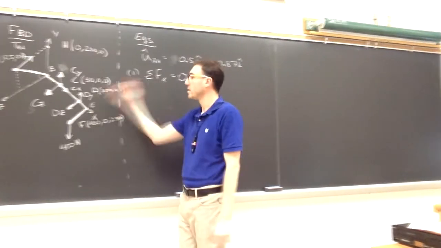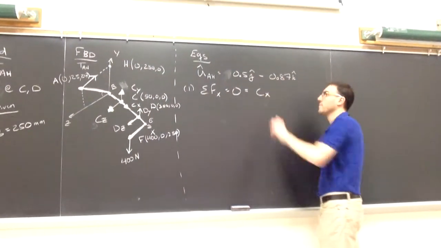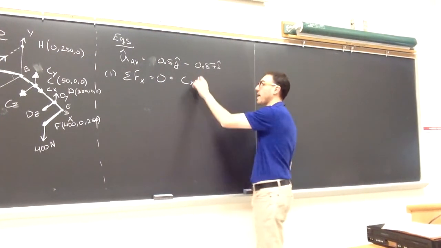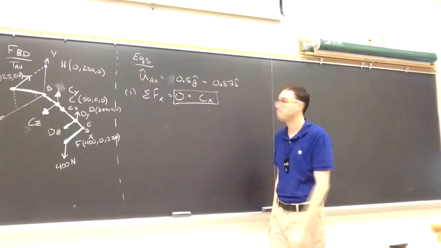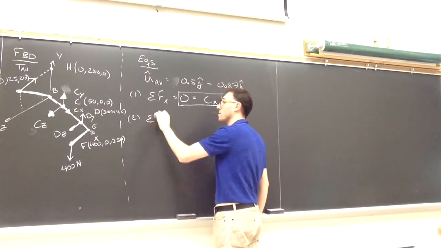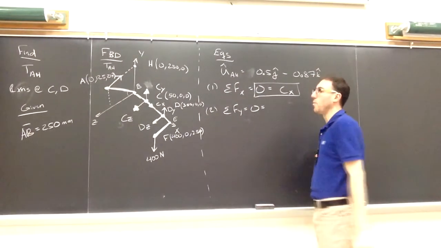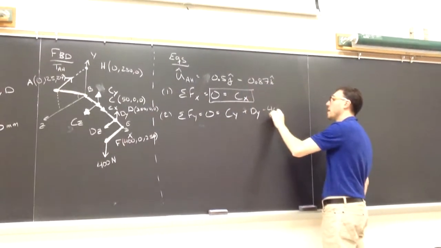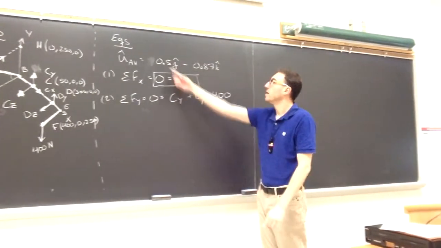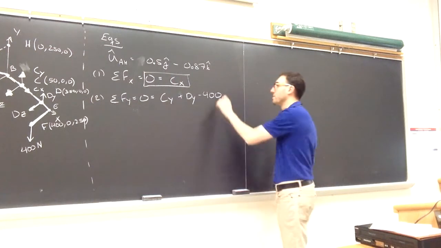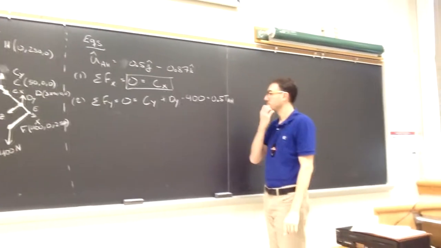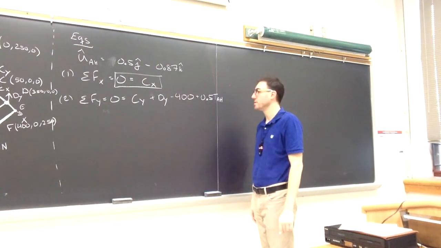In the X direction, Cx, our AH has no i component. So this is the only force in the X direction, so it turns out to be 0. In the Y direction, we have a Cy. We have Dy. We have negative 400. And we do have a piece of the tension. We'll have 0.5 times its magnitude. Three unknowns in my second equation.